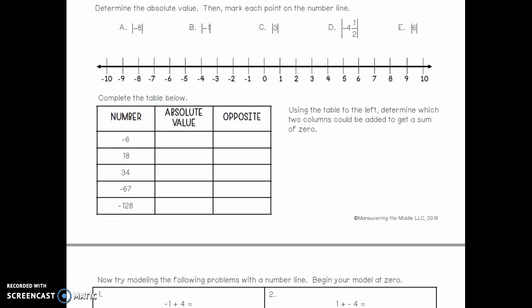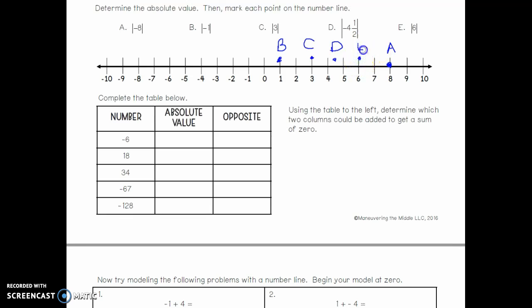We're going to do a little practice here, and it says determine the absolute value. Then mark each point on the number line. The absolute value of -8 is +8. So let's make a dot at 8 and put the letter A up there. The absolute value of -1 is +1. We'll put a B there. The absolute value of +3 is still 3. The absolute value of -4.5 is +4.5. The absolute value of 6 is still 6.